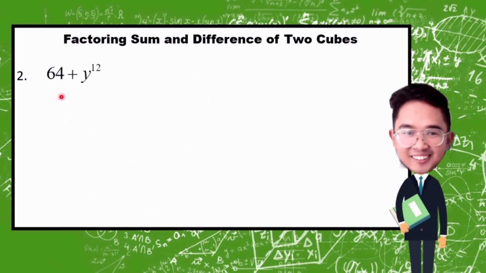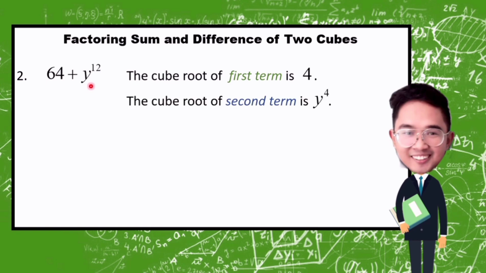Example number 2. 64 plus y raised to 12. What is the cube root of 64? Okay, the cube root of the first term is 4. How about the cube root of y raised to 12? The cube root of the second term is y raised to 4. Now, since this is sum of two cubes, we are going to use this pattern. Let's input the cube root of the first term to the first term of your binomial. Next, input the cube root of the second term to the second term of your binomial.